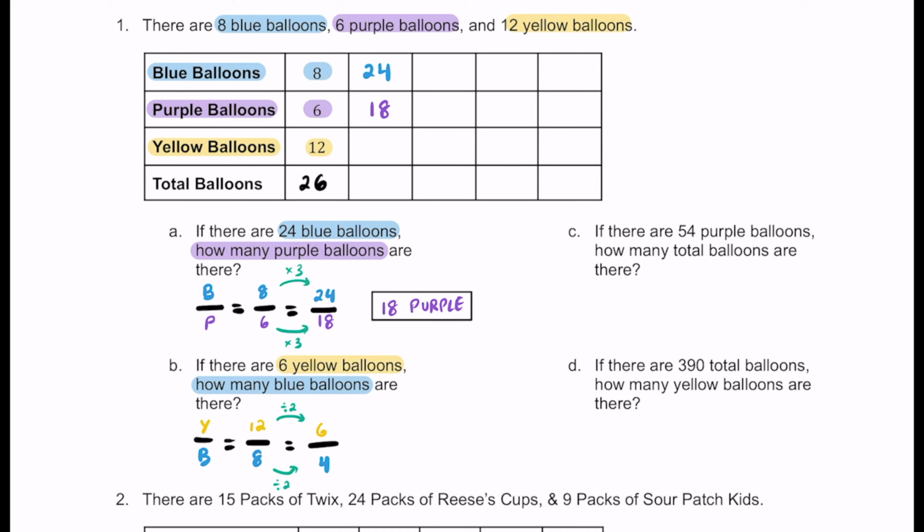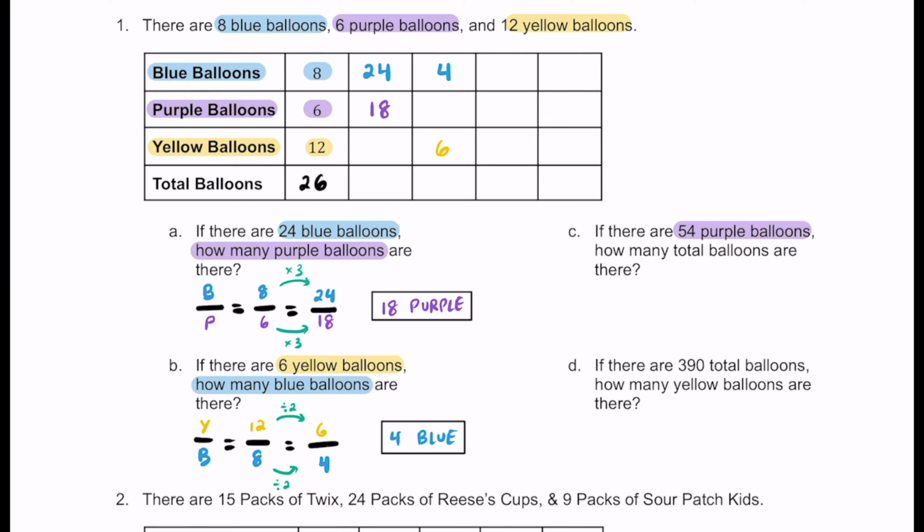Okay, so again, if you wanted to write in our table, they're saying what if there's 6? So how does 12 become 6? Well, it's divided by 2. So how does blue become here? It would be divided by 2 as well. So that's where that 4 would come from. So if there were 6 yellow balloons, there should be 4 blue balloons.